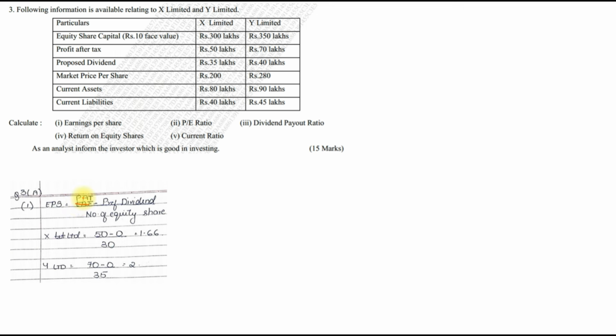So, earning after tax or profit after tax, either way. Okay. So, we have profit after tax. Preference dividend is not there because there's no preference share. Divided by the number of equity shares.